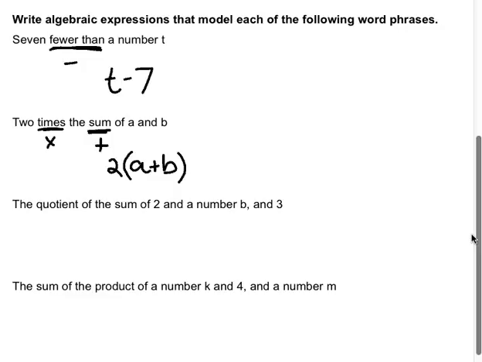All right, so the quotient of the sum of 2 and a number b and 3. So quotient is division, sum is addition. So we want the quotient of the sum of 2 and a number b and 3. So the sum of 2 and b would look like that. Now the quotient of that and the number 3, well, quotient means division. So you would end up with something like that.